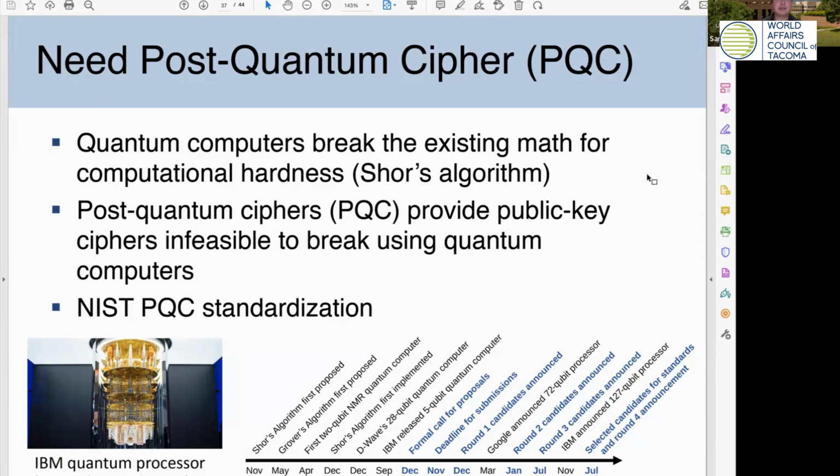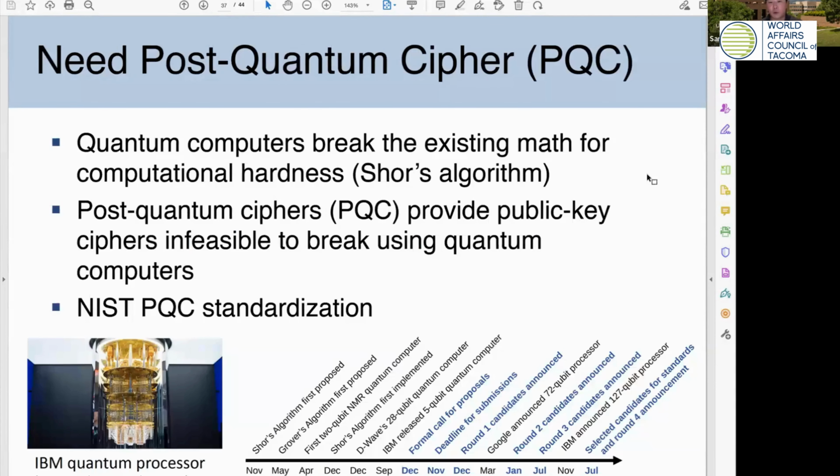I guess the point here is that they went through a multi-year process and invited the cryptographers in the world to challenge or to crack those ciphers. So there's a lot of effort. It's a global, open source, open community type of effort that NIST facilitated.